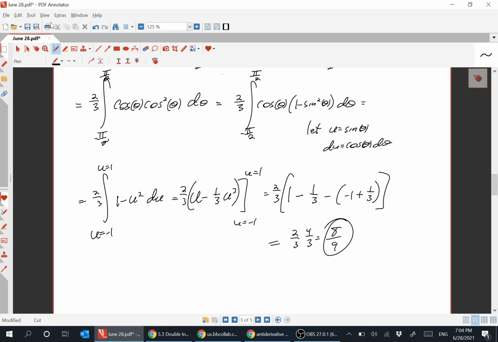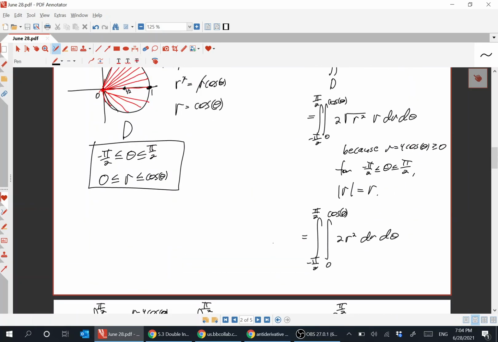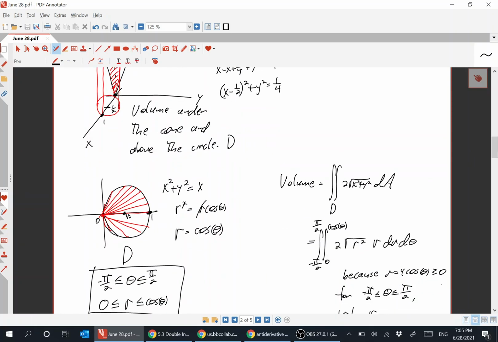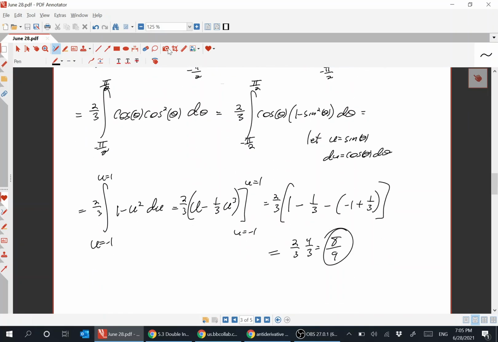Okay. So that's a nice problem. It was kind of involved, but I think that's a really nice display of how the integral using polar coordinates happens. Okay. I don't think you can do this with rectangular coordinates. Not too easily. Alrighty.